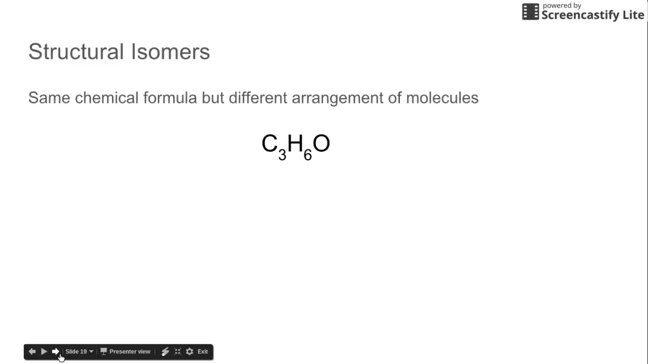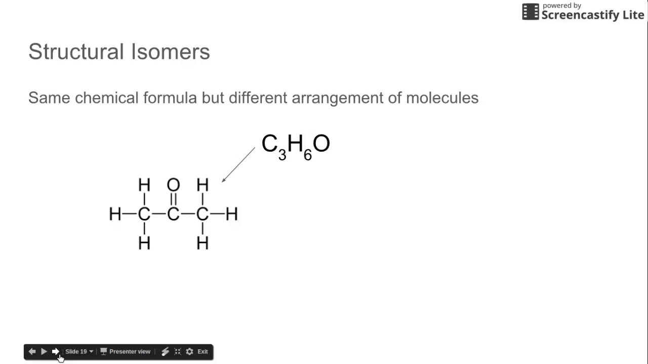We'll talk about structural isomers first. Structural isomers have the same chemical formula but a different arrangement of the atoms. So I have C3H6O, and there are a couple of different ways that you could draw this structure. One might look something like this, where you put the double bond to the oxygen off of the middle carbon. This is a ketone and has its own sort of properties.